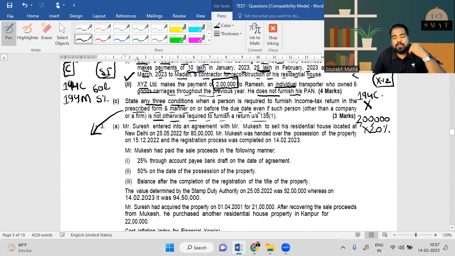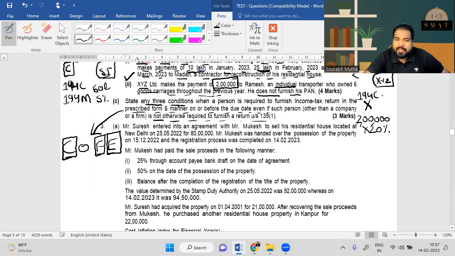And if you're not supposed to file, still you have to. Do you remember this? You have to write any 3 reasons. You can write: if deposits in the current account in the year are more than 1 crore, if foreign travel expenses for yourself or for any others are more than 2 lakhs, and if electricity expenses are more than 1 lakh, then these are 3 reasons. They specifically ask for 3 conditions, so give them 3 conditions.